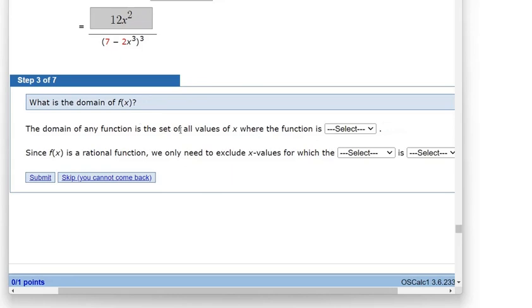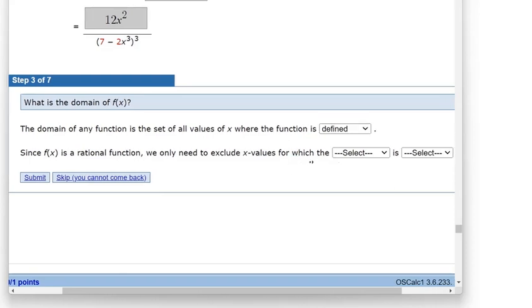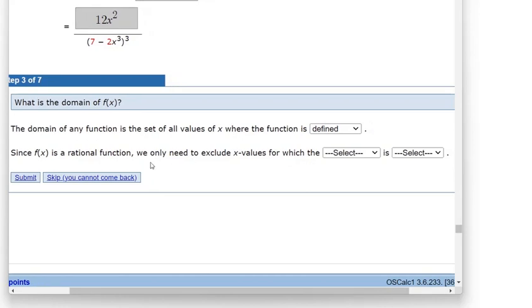The domain of any function is a set of all values of x where the function is defined. The domain is all the numbers that will work for your function, where all the values of x are defined. Since f(x) is rational, we only need to exclude the x values for which the denominator is 0, just like we just did.